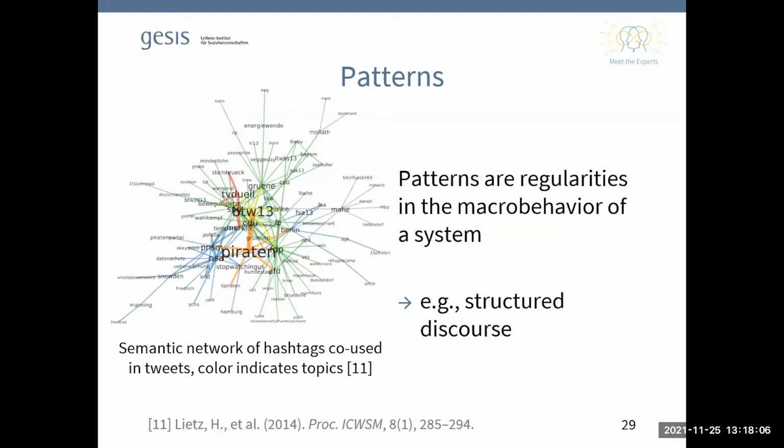Another example of a pattern would be the existence of a structured discourse. In this case, we see the hashtags that were used by the politicians. This was 2013. It's an old data set, but an interesting one. And we see, for example, the colors here signal different topics. So blue is a topic back then. This was the surveillance NSA scandal.